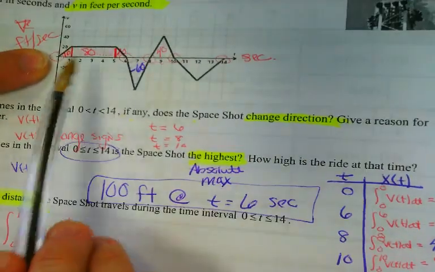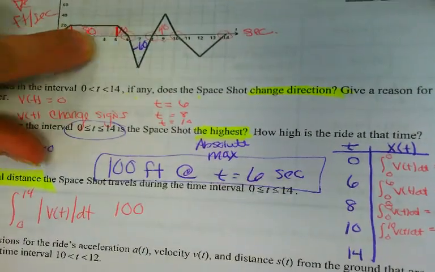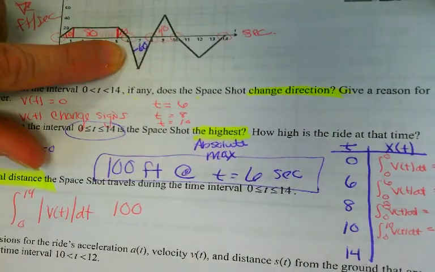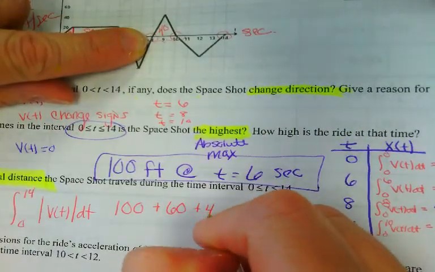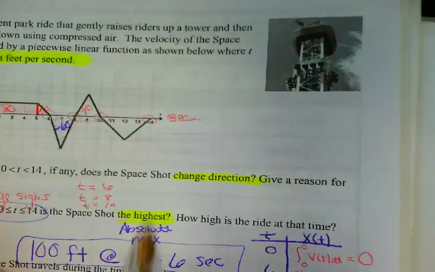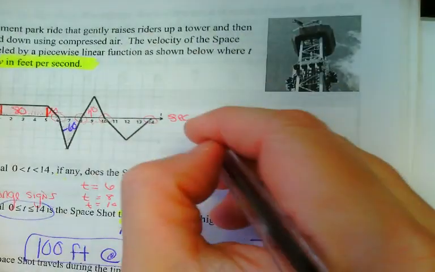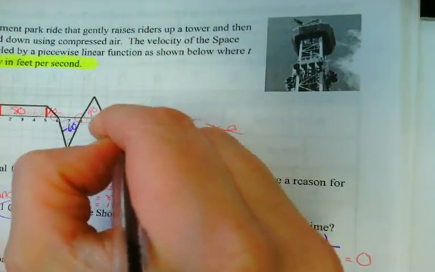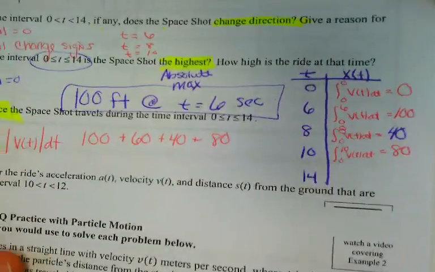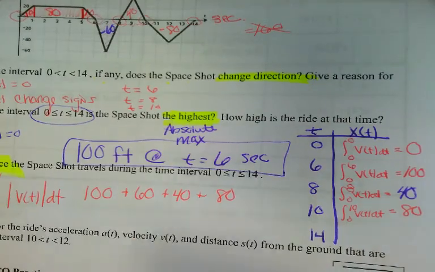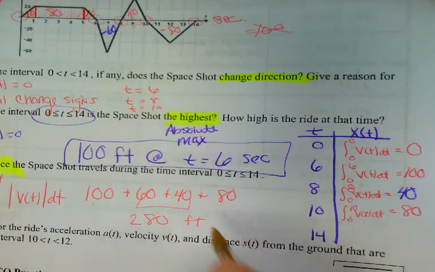So I'm just going to write these numbers down. From 0 to 6, we said we had 100. From 6 to 8, we had negative 60, but the absolute value is going to make it a positive 60. Then I had a positive 40, and shucks, I have to find the last one here. I've got 1, 2, 3, 4 by negative 40, so that's negative 160, and half of that is negative 80, which is going to make it a positive 80 because I'm taking its absolute value. So let's see, 60 and 40 make 100. There's another 100, so I would say 280 feet.